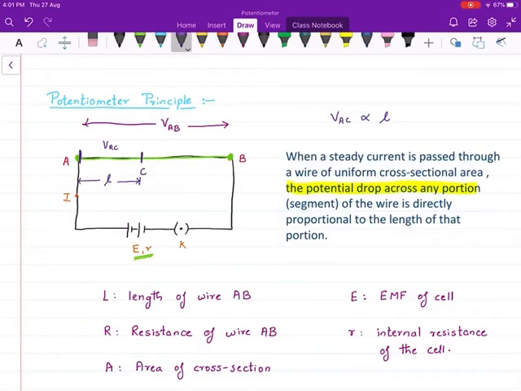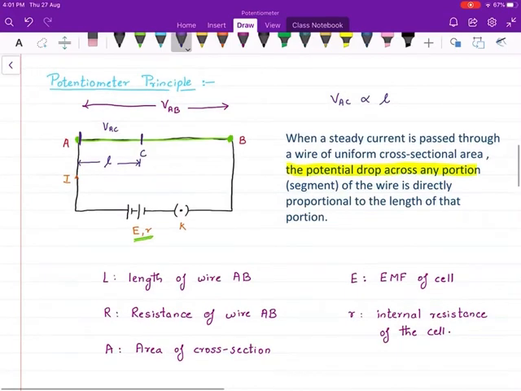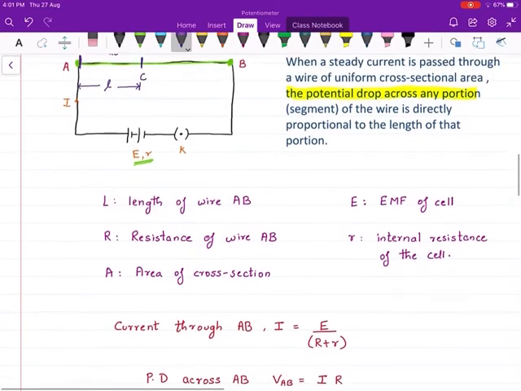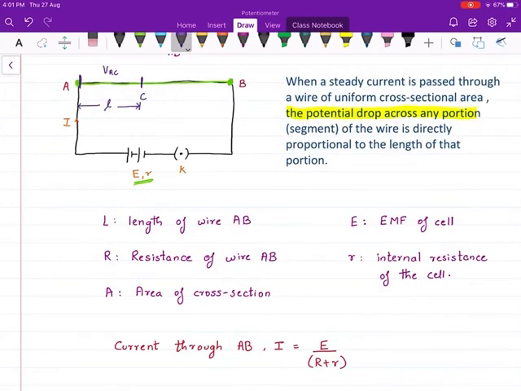Now let's see whether it is true, whether it is really like that, and why it is like that. Let's see that part. Okay, so now let capital L be the length of the wire AB, capital R be the resistance of the wire AB, and capital A the area of cross section. E is the EMF of the cell, and small r is the internal resistance of the cell.